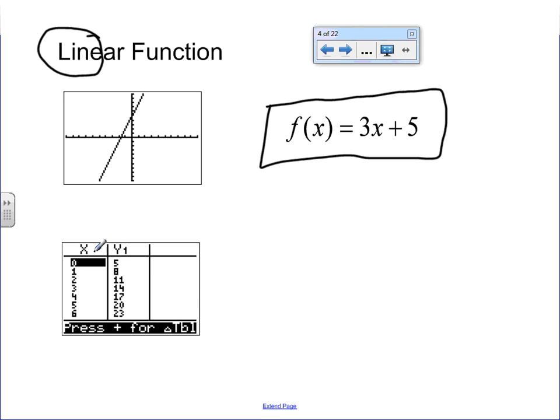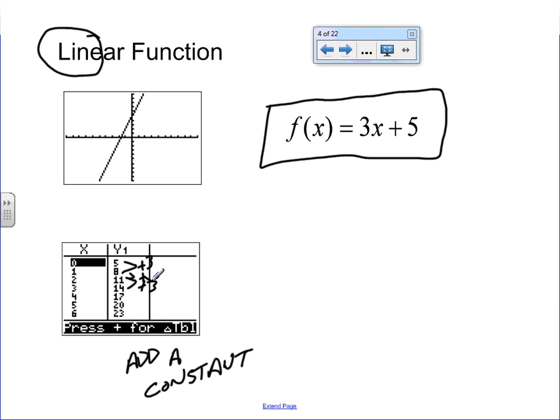And when we look at the table of values for a linear function, and this table matches up with that graph, what we notice is that every time we move along from one number to the next, to get from here to there, we add 3. To get from here to there, we add 3. So every time, we add or subtract a constant number to get from one number to the next.